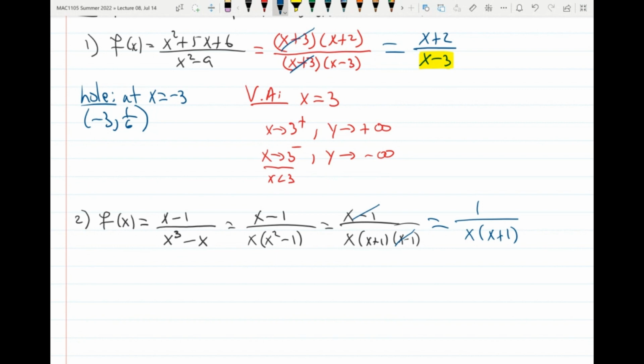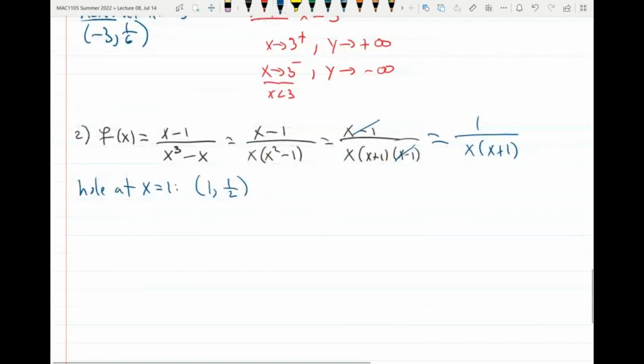So immediately, once we simplify, what do we see? There is a hole. What's the hole? There is a hole at x equals 1, and what are the coordinates of this hole? 1, comma. So it will be 1, comma 1 half. Very good. Remember, to get the y value, plug into the simplified version. Okay? All right, so we know the hole.